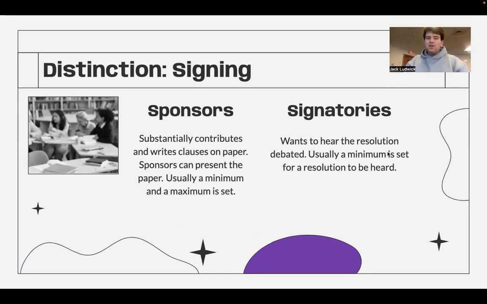All right, quick distinction on signing. Again, I think I talked about this earlier, but sponsors are people that have substantially contributed and written on the paper, whether with their ideas or with genuine writing. Usually it is with writing.